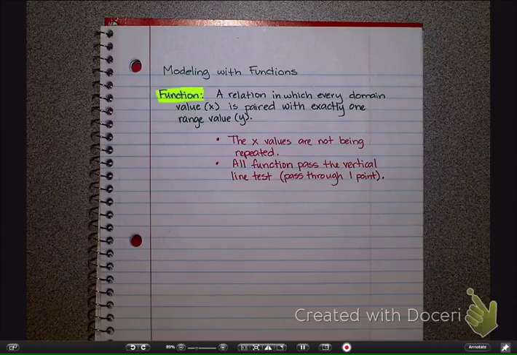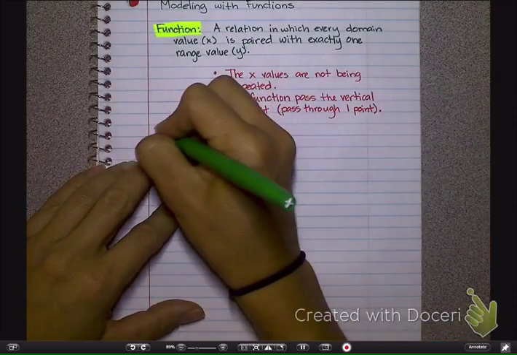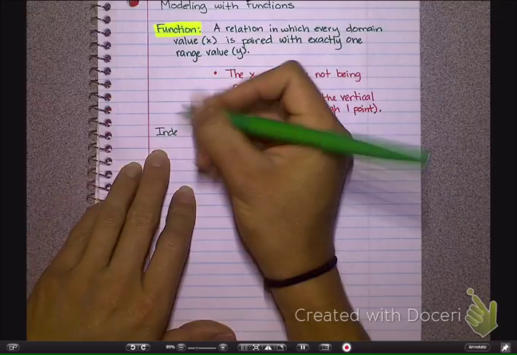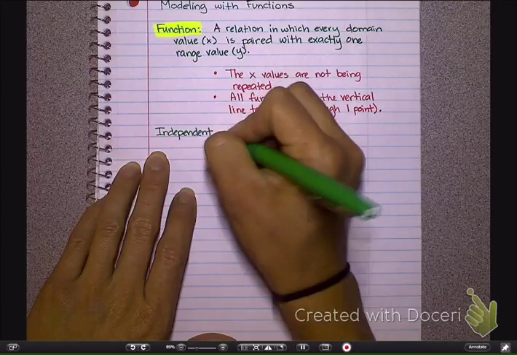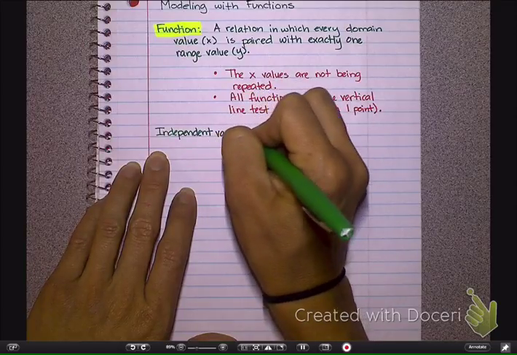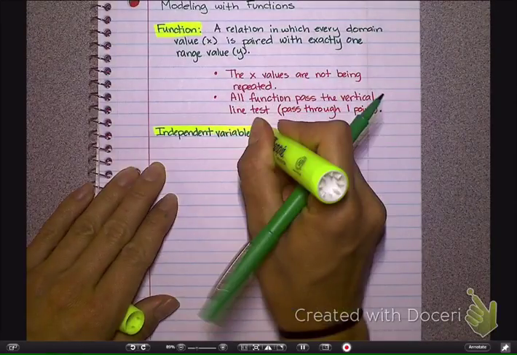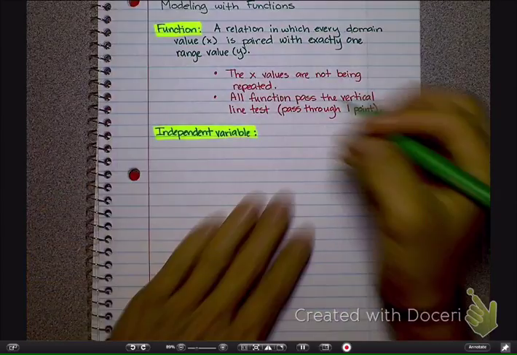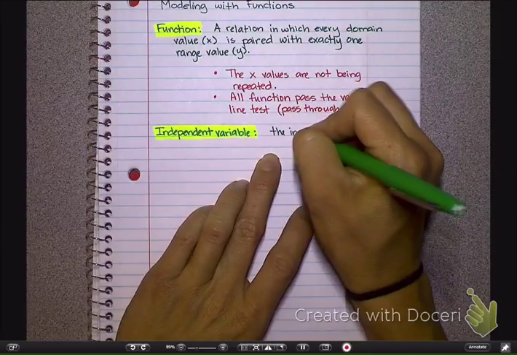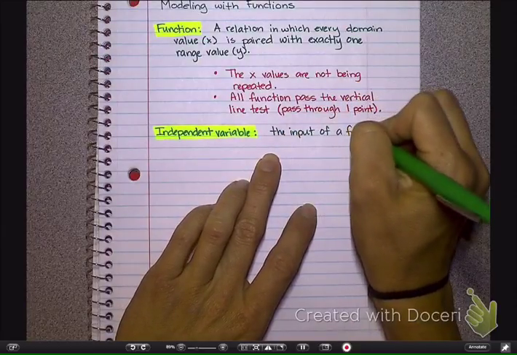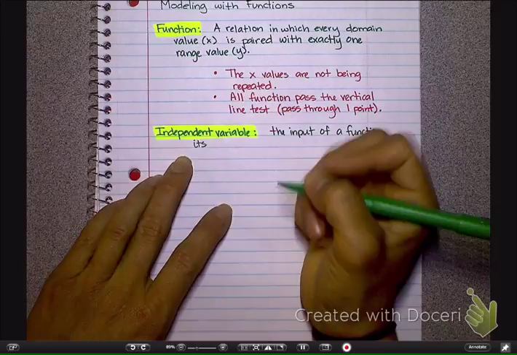Next, each function has something called an independent variable and a dependent variable. We're going to take a look at what each of those things are. We're going to define each of these. These are also vocabulary words, so you might want to highlight them. An independent variable is the input of a function and its value determines the output.